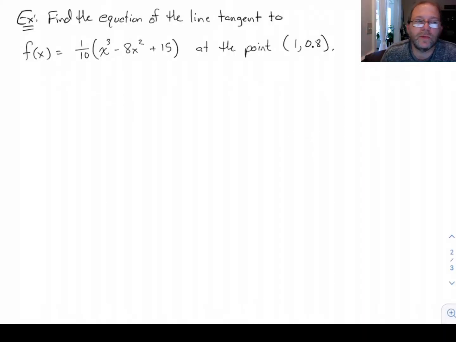Hi, let's do this problem. Find the equation of the line tangent to this curve at the point (1, 0.8). All right, we're going to do this the same way we did the previous example. We're going to use a secant line to approximate the tangent line and get its slope by using Desmos.